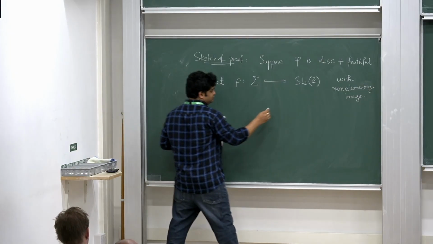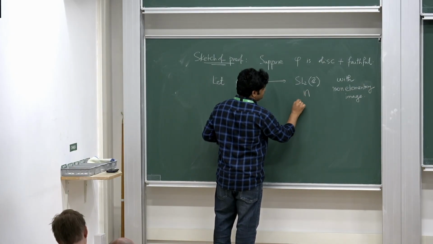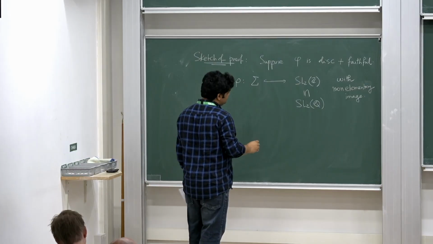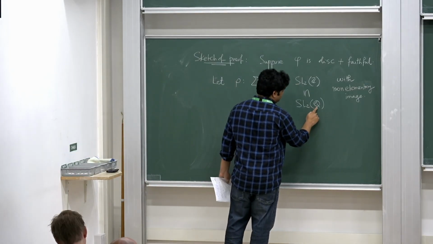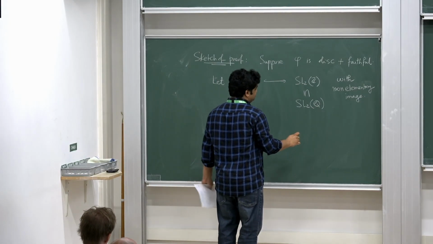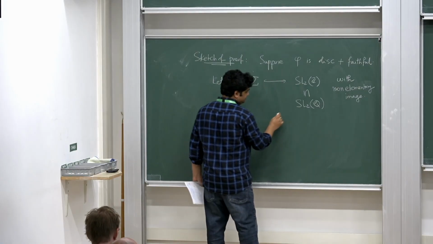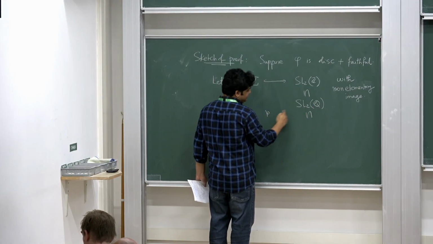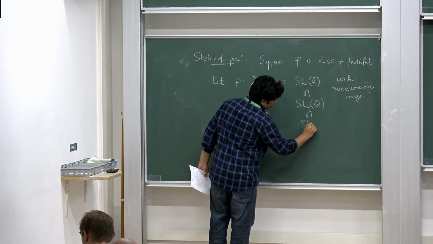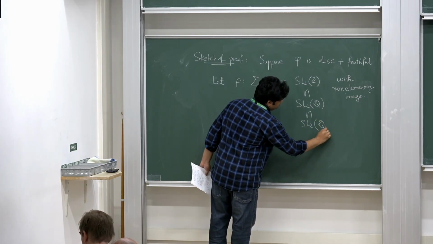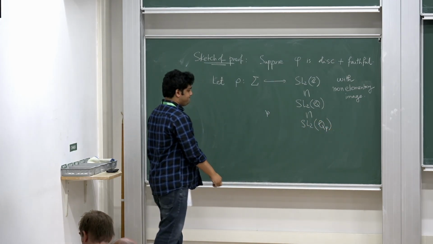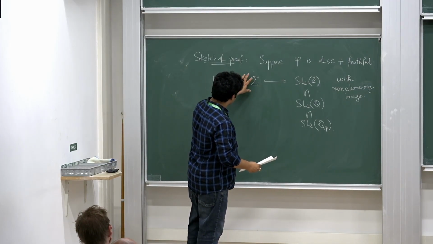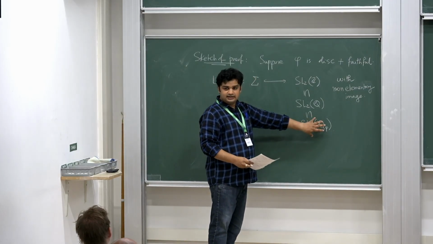So now what we can do? This group lies in SL2Q, and then we can choose a different completion of Q. So let P be any prime number. So we can look at the P-adic completion of Q. So we are viewing this group inside this one.